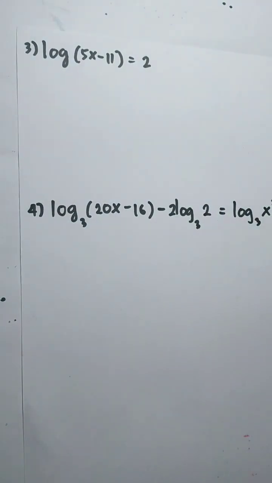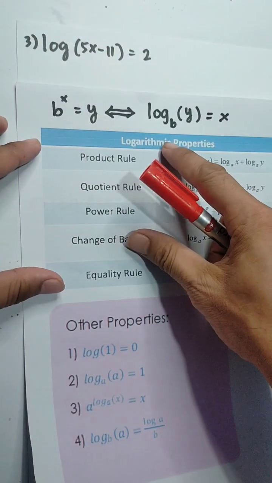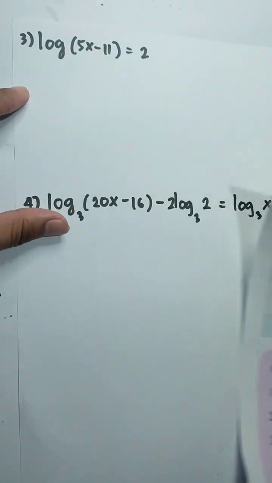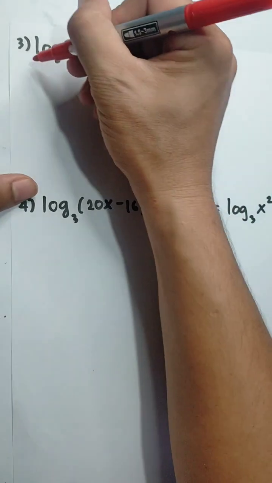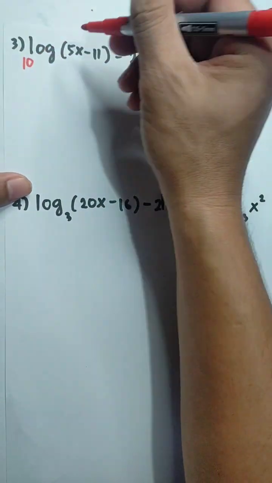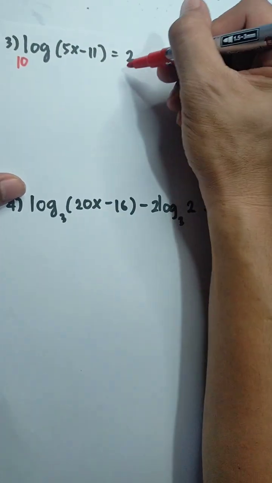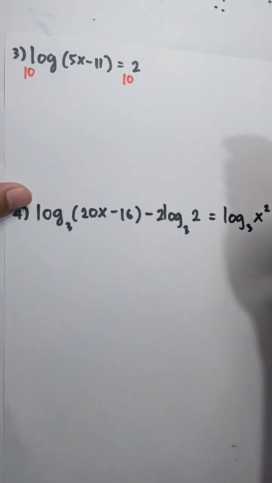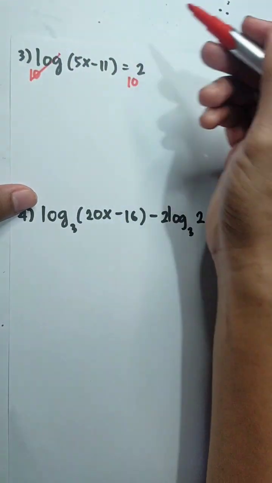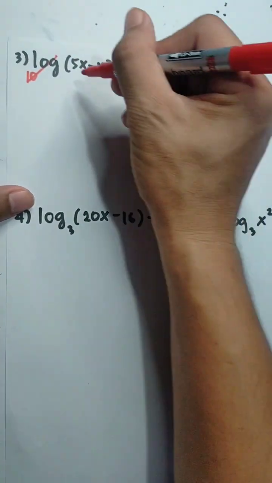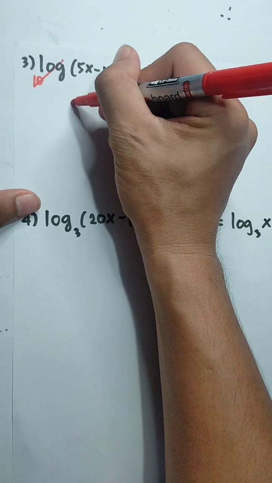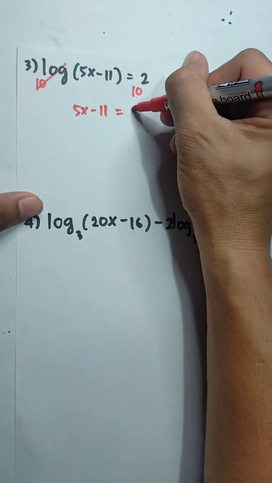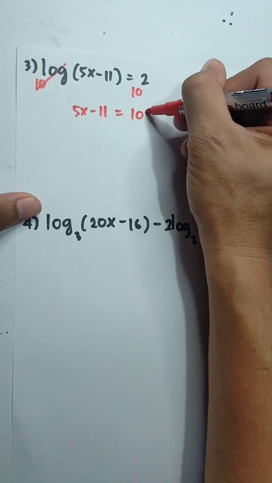Now we can use the definition. Let's use something else, like raising both sides to base 10. We can do it like this: 10 to the log base 10, and 10 to the power of 2. That means this will cancel out. So there's going to be 5x minus 11, and 10 to the 2 is 100.